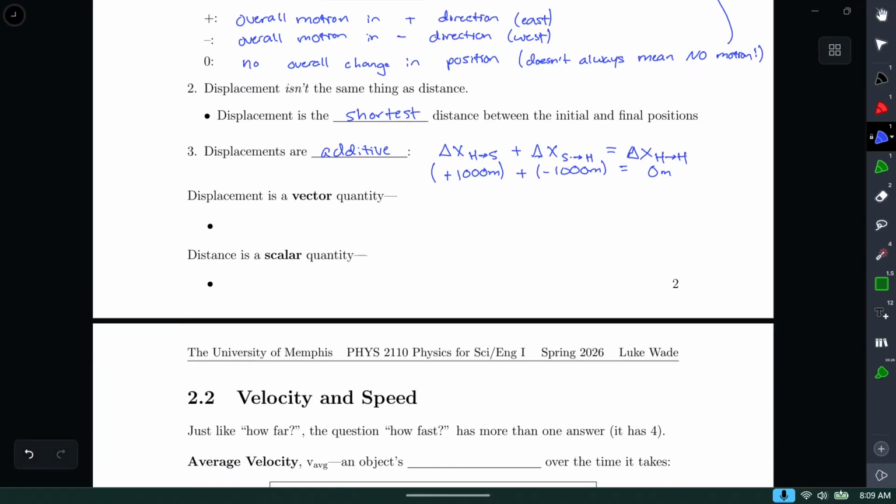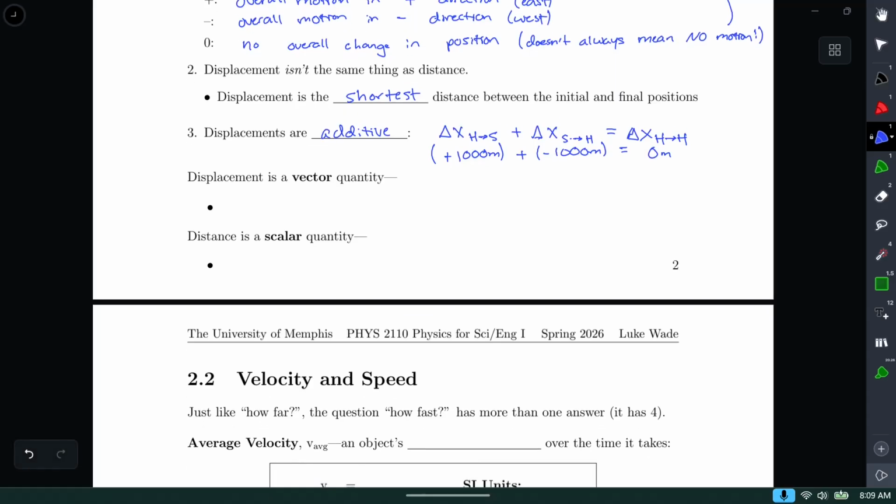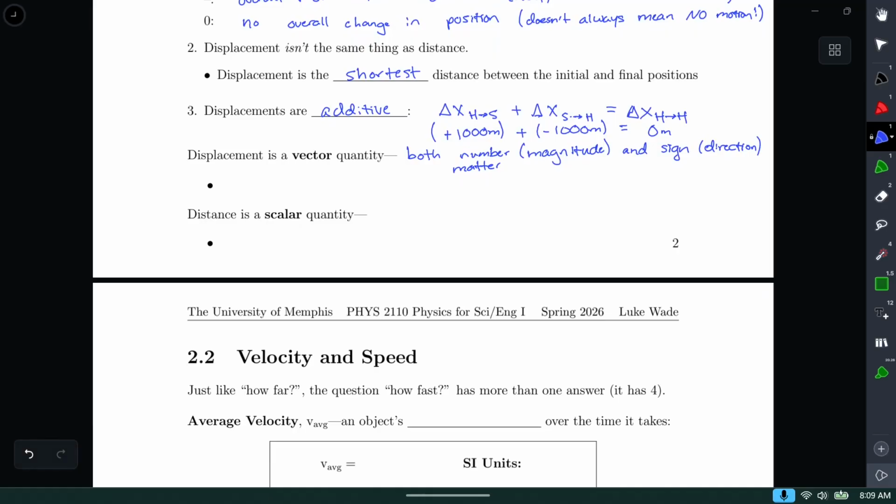The last thing is we had that positive or negative, and it's telling us the direction. So displacement is a vector quantity. It's something where both the number, which we give the technical term the magnitude, and the direction, in this case it was the sign, matter. Meanwhile, for distance, we only cared about a number, and so we call that a scalar. It's just something that scales up or down. It has no direction to it.